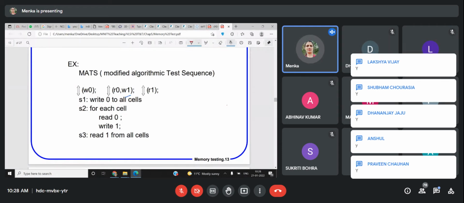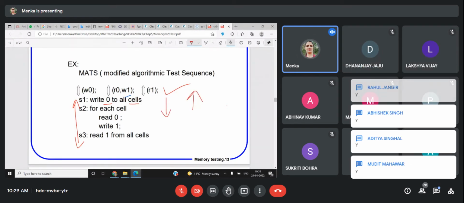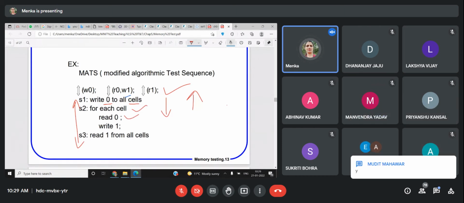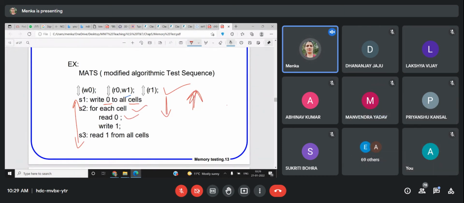So in the first one, in the notational form, the algorithm is represented stepwise. First step, write 0 to all cells in the forward way and backward way. For each cell, read 0 in the forward way and backward way, and then write 1 in forward way and backward way. Then read 1 from all the cells in both ways, and your job is done. So this is the modified algorithmic test sequence for March test.